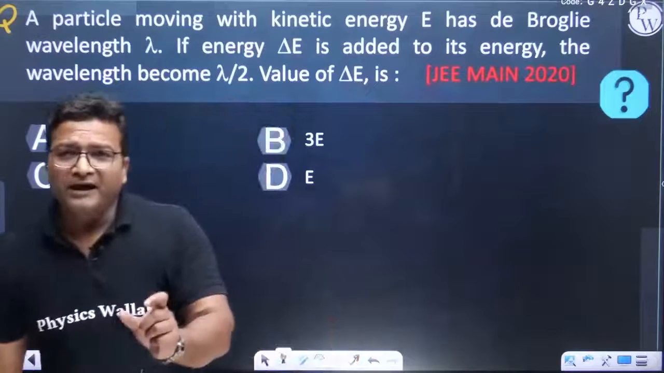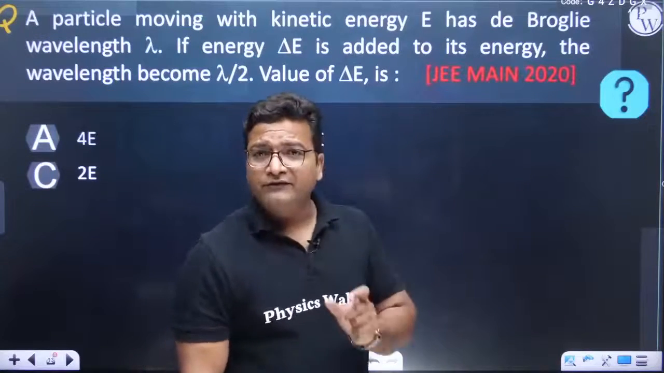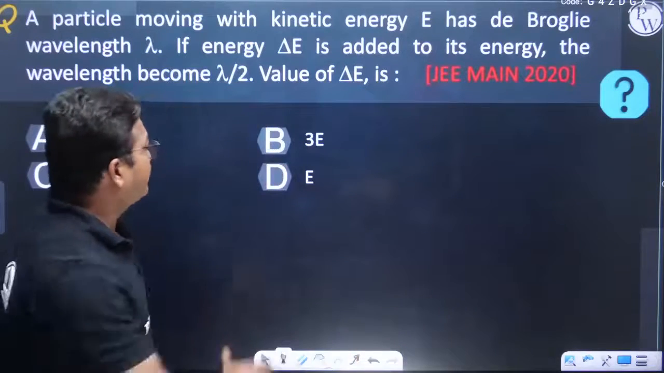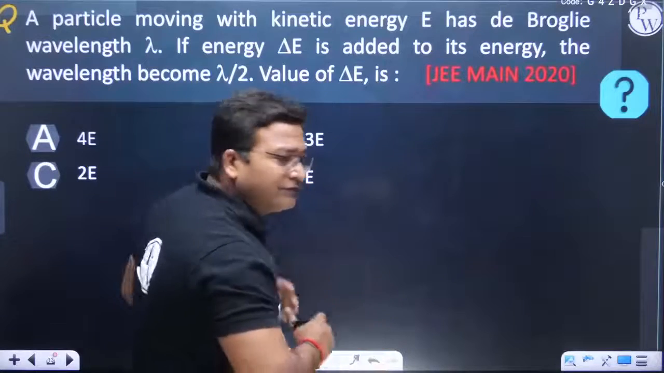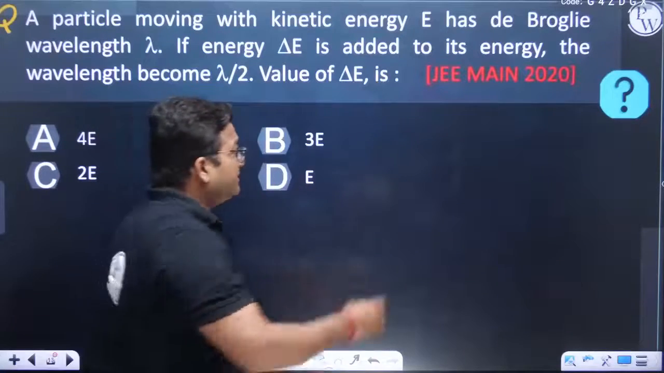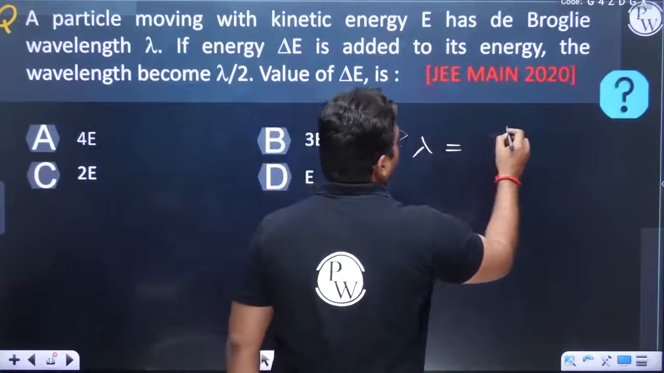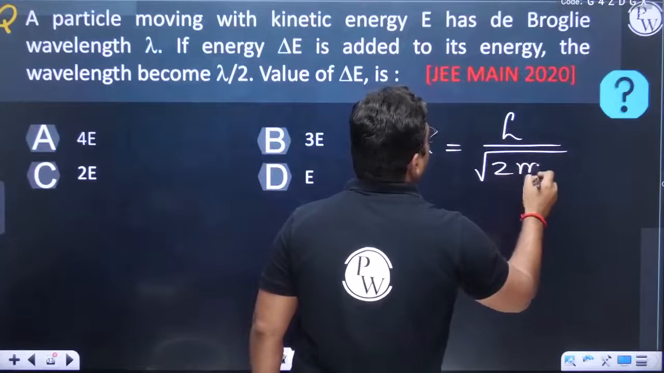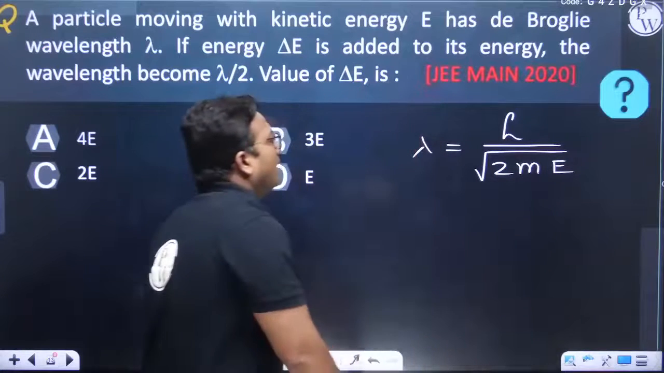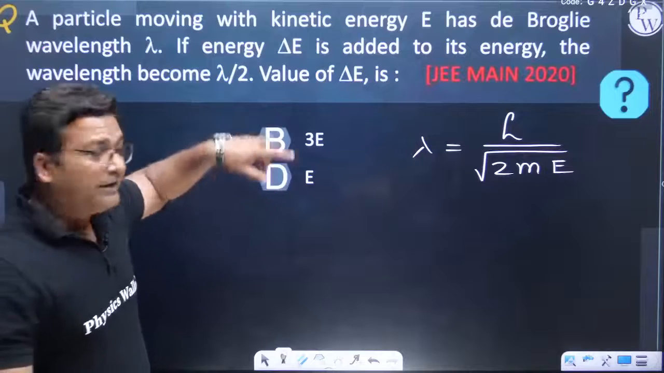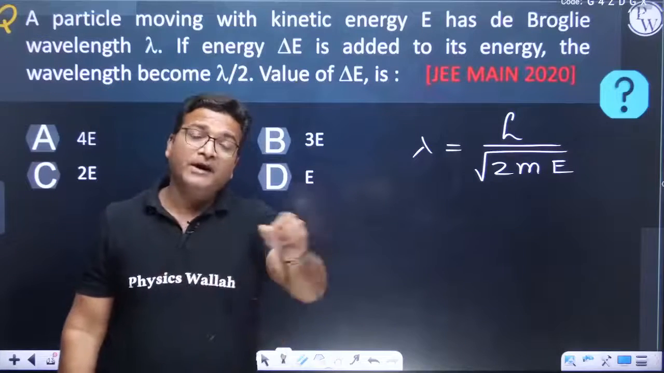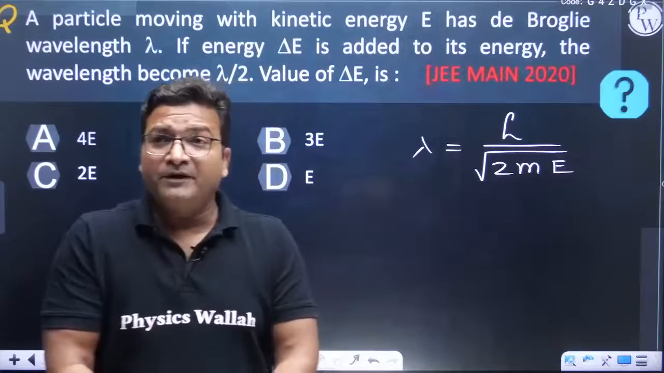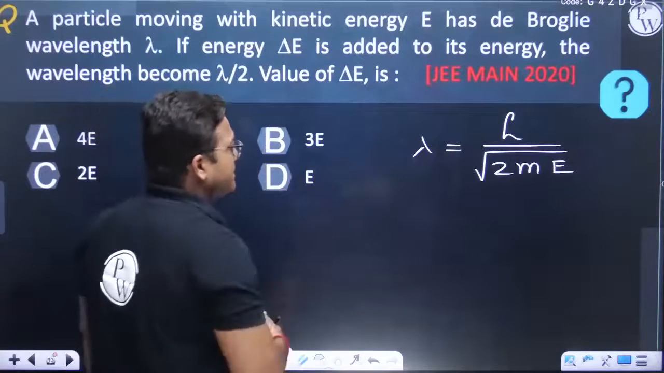Next, a particle moving with kinetic energy E has de Broglie wavelength lambda. Okay, remember, let's relate these two. As you know, if a particle has energy E, the de Broglie wavelength is given by lambda equals h divided by the square root of 2m times energy, which is E. Okay, now they are saying if energy delta E is added to the particle, the new de Broglie wavelength becomes lambda by 2. So what is delta E?